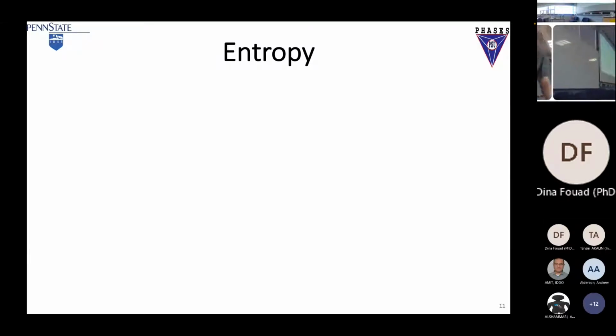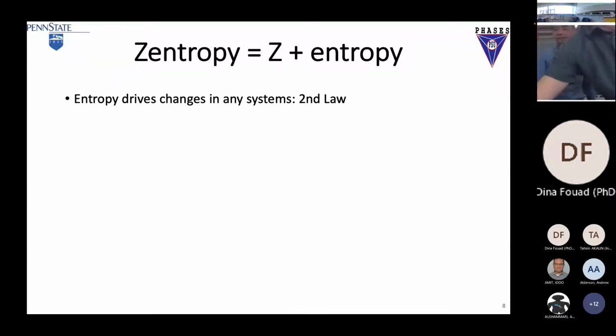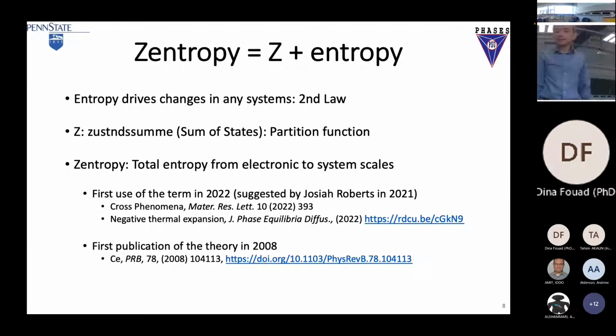Maybe let's go back one or two slides, just because we have a little bit of interruption. Okay, now this one. Zentropy, yes. Yes, I think. All right.